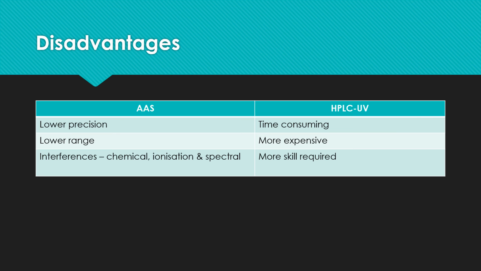The disadvantages of HPLC-UV are that because it's a newer technique, the equipment would be more expensive than the AAS method, as most labs would already have this. It is also more time-consuming due to the 2-in-1 method and would require training and more skills to operate.